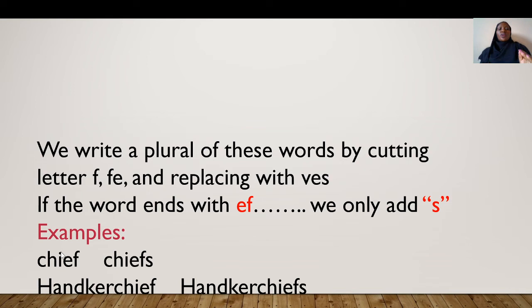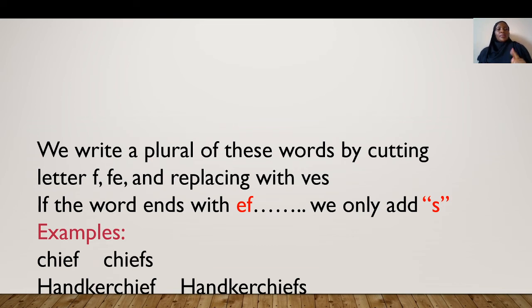For example, you have the word chief. The word chief ends with letter E and letter F. So the plural of chief is chiefs. You only add S. Chief, chiefs. We have the word handkerchief. Now write the plural of the word handkerchief. The word handkerchief ends with EF, so we only add S. So it's handkerchief, handkerchiefs.